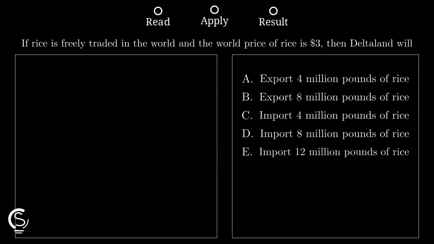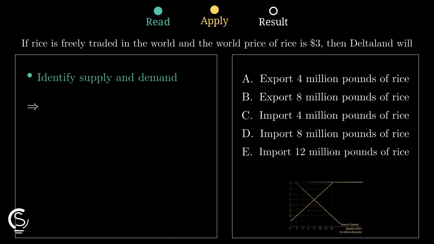First, look at the graph where the world price is $3. At this price, domestic producers only supply 4 million pounds, while consumers actually want 12 million pounds of rice. Since the local demand of 12 million is much higher than the local supply of 4 million, Deltaland faces a shortage. We must fill this gap by bringing in outside rice.